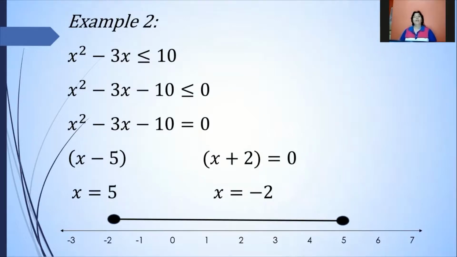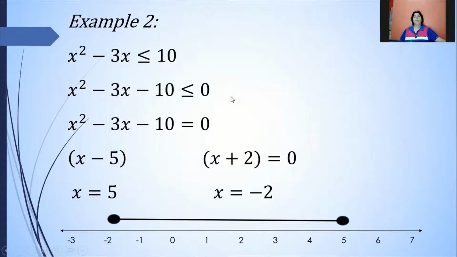Okay, now example number 2. Example number 2, we have x squared minus 3x is less than or equal to 10. Now, the inequality is less than or equal, so we have to use a solid circle. The first thing we do is arrange the given inequality into standard form: x squared minus 3x minus 10 is less than or equal to 0.